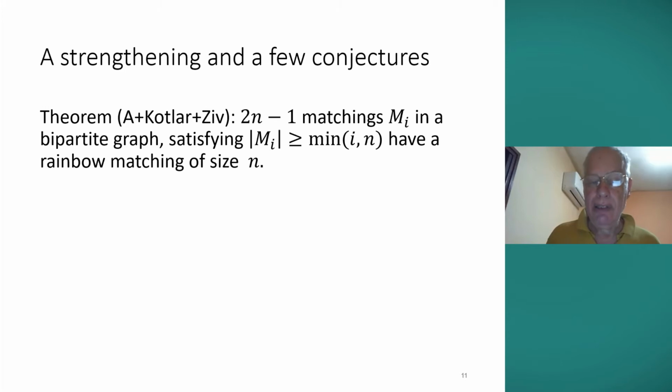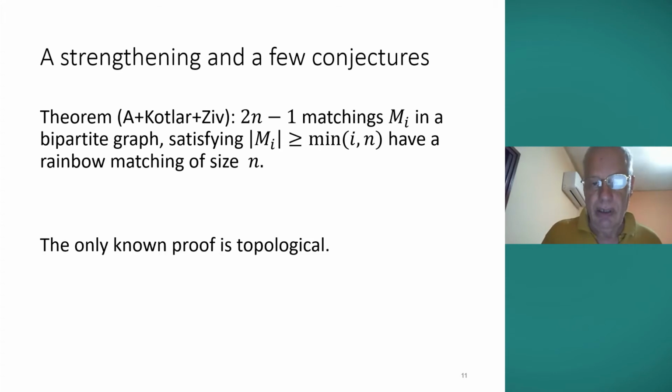Why do I like this theorem? For two reasons. One is it has only a topological proof. I don't know any combinatorial proof for this. And it is a non-trivial proof; the other proof that you will see, the topological proof of Drisko, is easy. This is not so easy. And the second is that it's applicable. We'll see it in application.